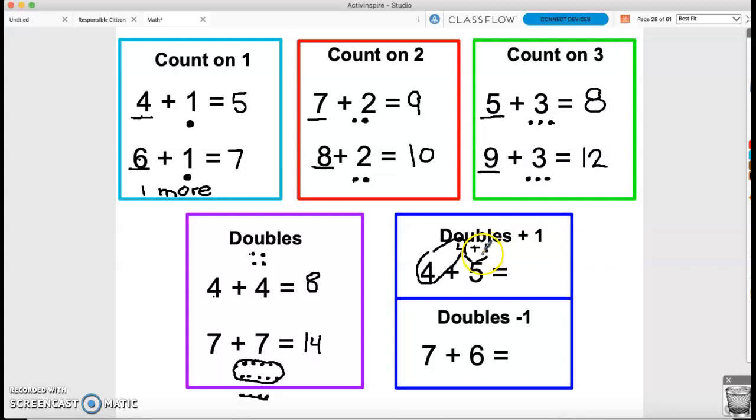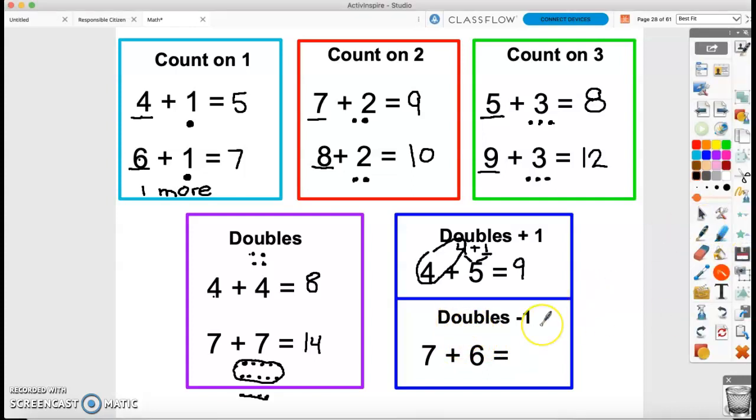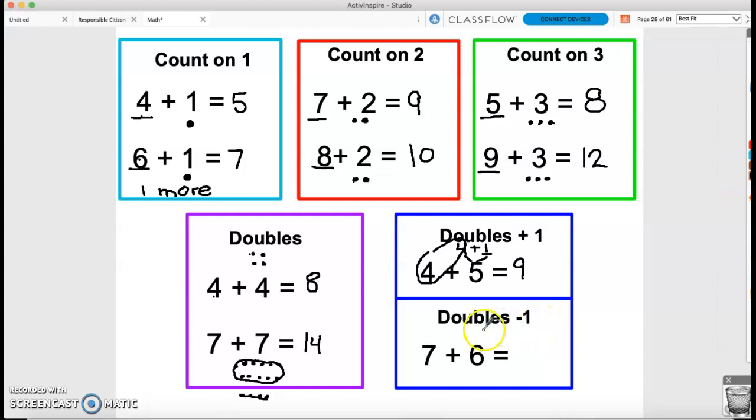8 plus another 1. 8 plus 1 is 9. So now we're going to do doubles minus 1. So I know that 6 is really 7 minus 1. So if I make 6 into 7 minus 1, I can do a doubles.